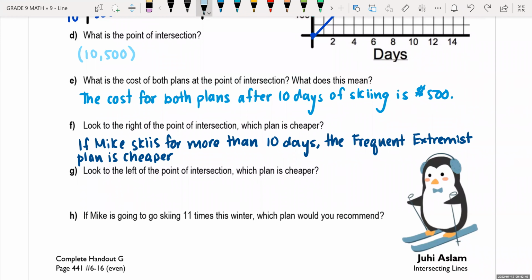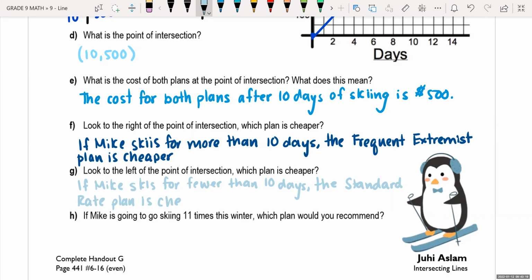Okay, let's do that. So if Mike skis, I think skis only has one I. I think I might have misspelled that. For fewer than 10 days, the standard rate plan is cheaper.